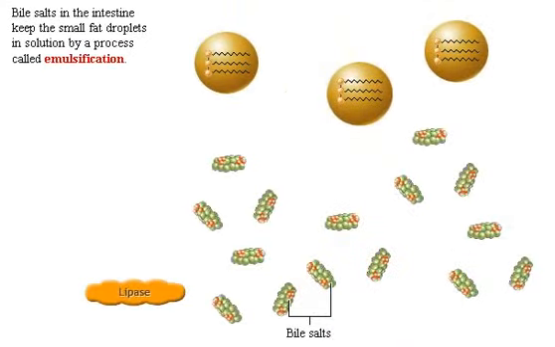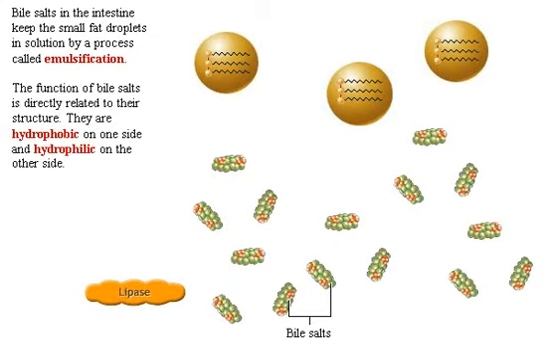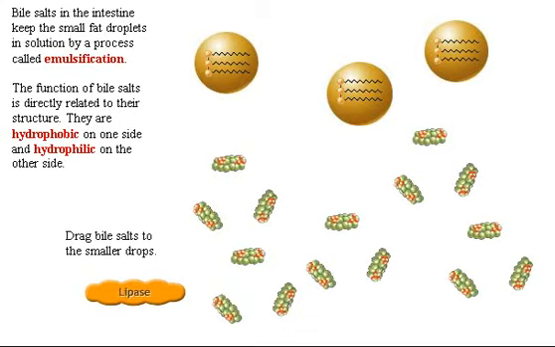Bile salts in the intestine keep the small fat droplets in solution by a process called emulsification. The function of bile salts is directly related to their structure. They are hydrophobic on one side, their steroid core, and hydrophilic on the other side, primarily due to the presence of hydroxyl groups. Drag bile salts to the smaller drops.